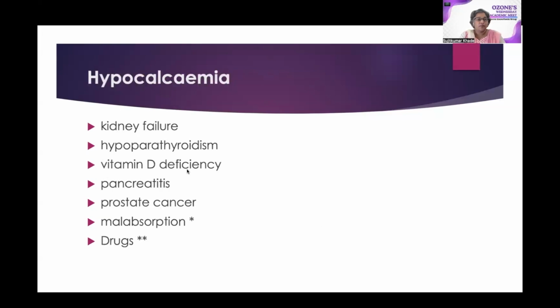Hypocalcemia: the causes are kidney failure, hypoparathyroidism, vitamin D deficiency, pancreatitis, prostate cancer, and malabsorption. 80% of the calcium is bound to albumin and only free calcium is in active form. So functionally it doesn't matter, but it gives false hypocalcemia results when there is nephrotic syndrome or chronic liver disease and there is hypoalbuminemia. Some drugs also cause hypocalcemia, like chemotherapy drugs and anticonvulsants. Also, alkalosis decreases the free calcium. So pH correction has to be done prior to the calcium correction.